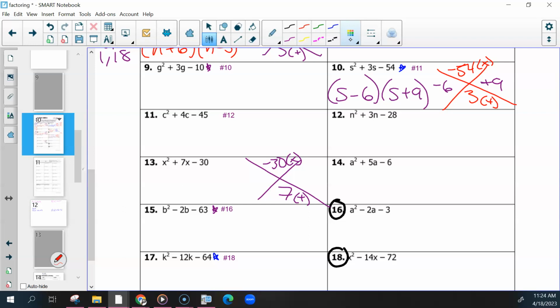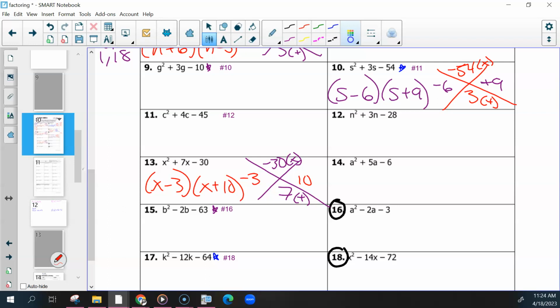Say that again. 3 and 10. Which is negative? Which one would be negative? So 3. So x minus 3, x plus 3. Right? So that's what happens when we have a plus minus.